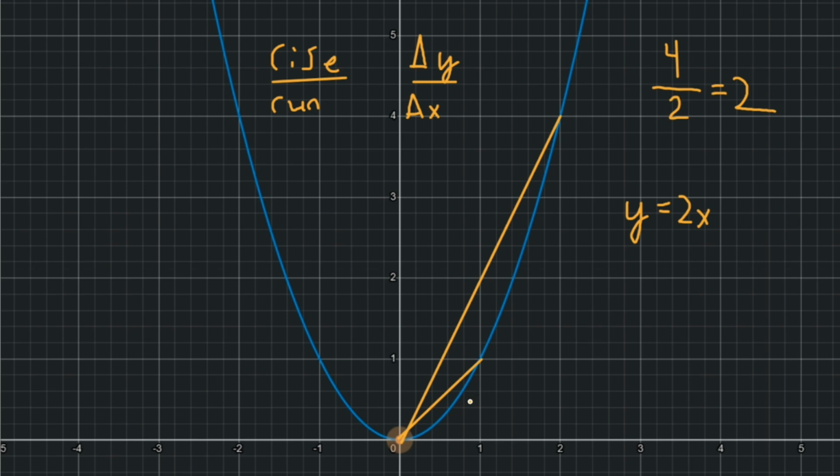And so if we take this to its natural conclusion, then if we try another secant line or yet another secant line, what we observe is that as we get closer to 0, the behavior of the secant line aligns closer and closer to the behavior of the curve.